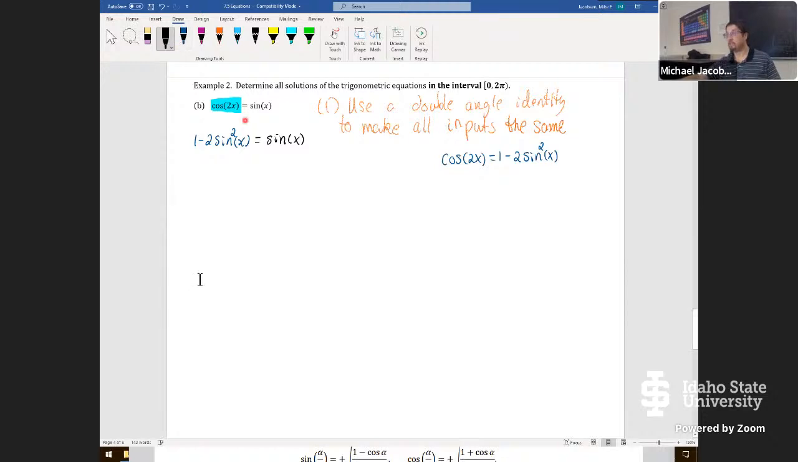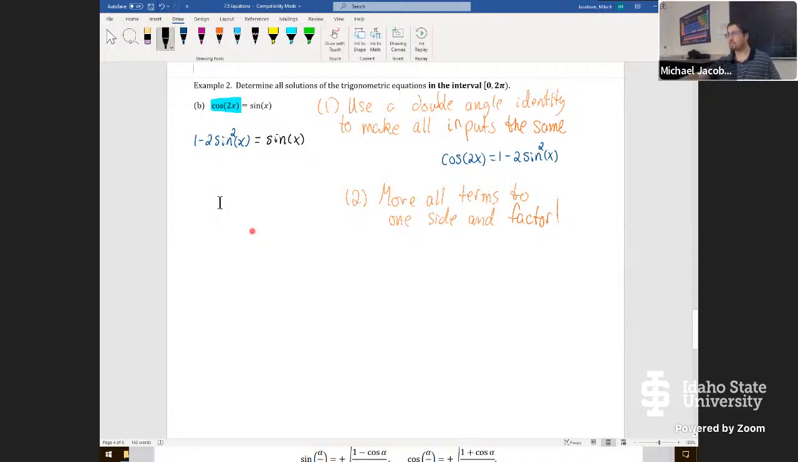equals sine x. So now our hope of hopes is to get sine in exactly one spot, but if you have sine squared, step 2, move all terms to one side and factor. You'll notice that factoring has come up a lot in equation solving, but that's par for the course, whether you're in any algebra class or trigonometry class or solving equations in calculus. Factoring is one of the massive methods that helps us out.